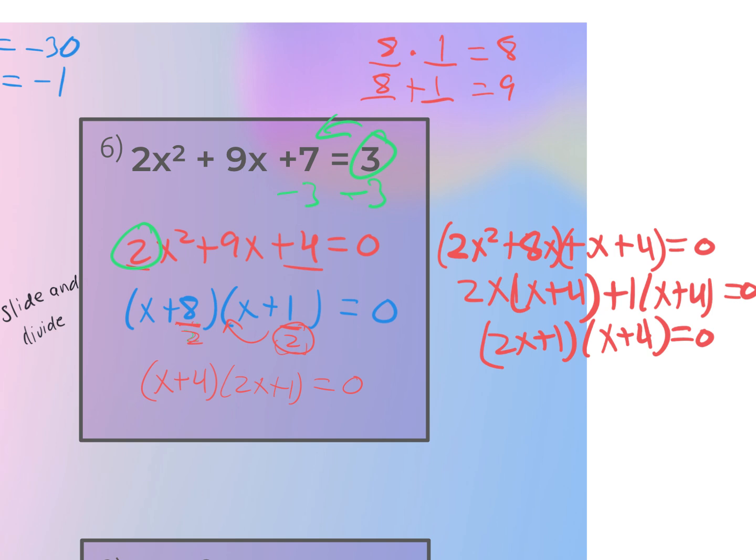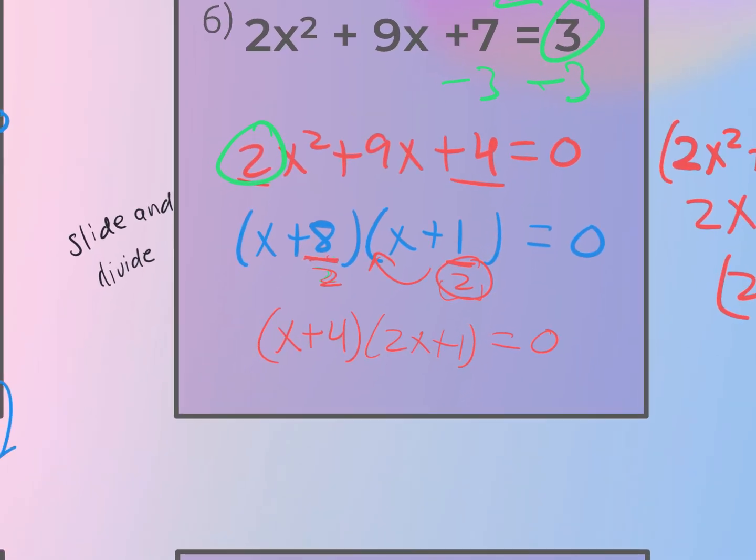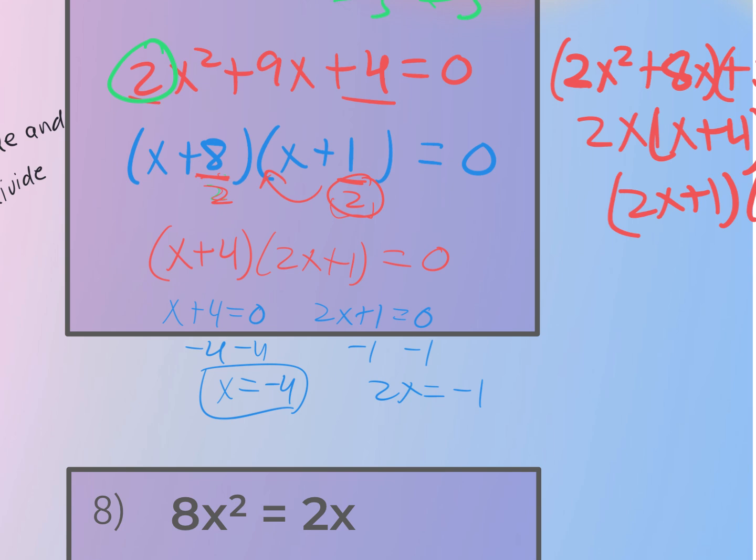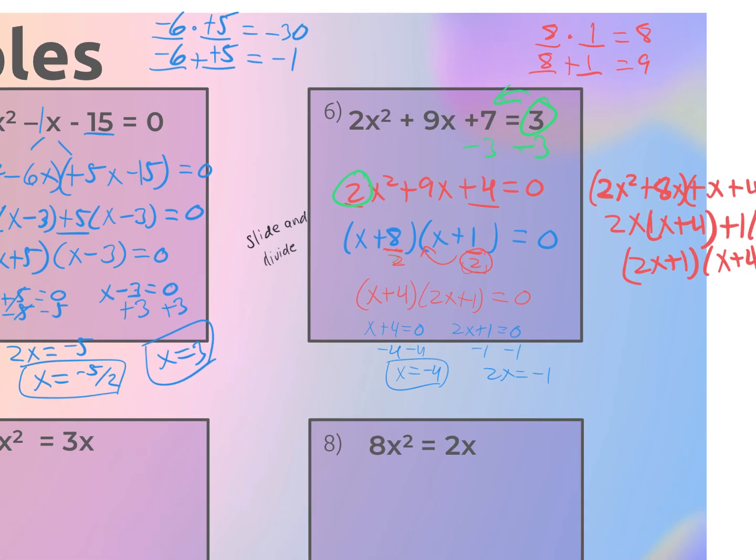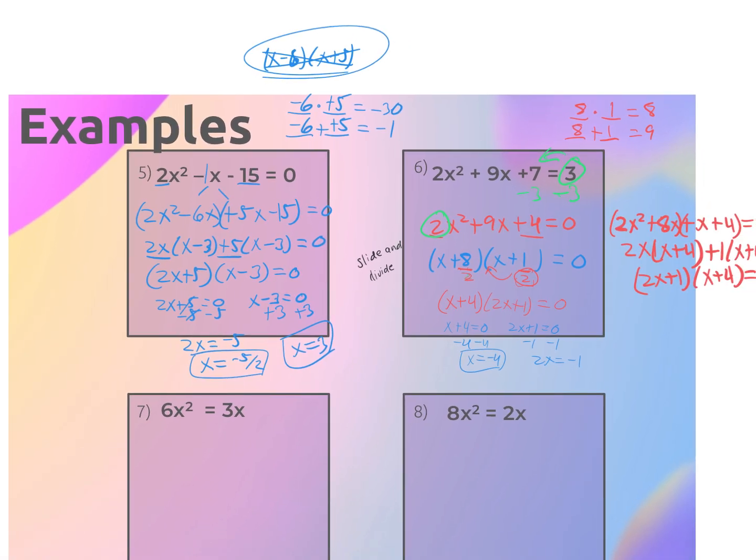So in any case, let's actually solve this now. Just wanted to show you a different way how to do it. So let's get going. So x plus 4 equals 0, 2x plus 1 equals 0. Let's subtract 4 on both sides. We get x equals negative 4. All right, subtract 1 on both sides. We get 2x equals negative 1, and then divide by 2 on both sides, x equals negative 1/2. All right, so 2 solutions. Good. Now let's keep going.